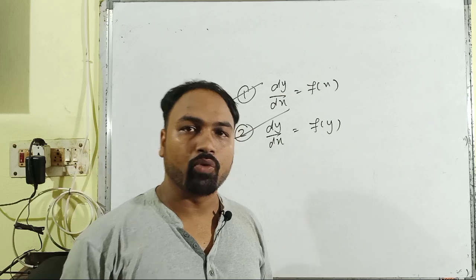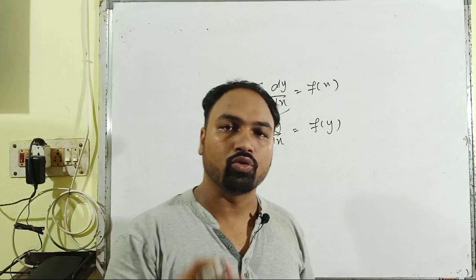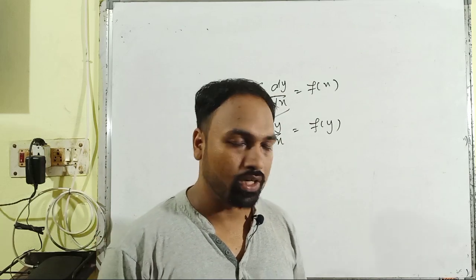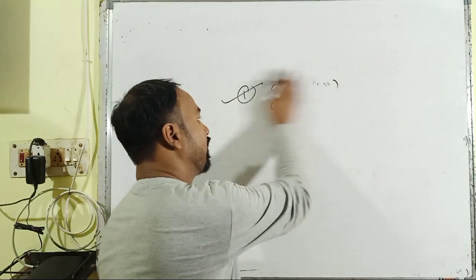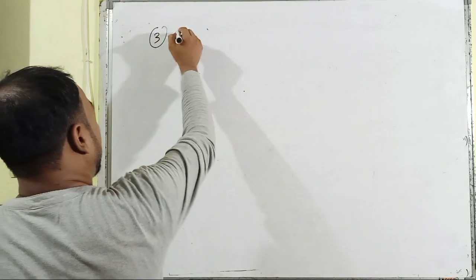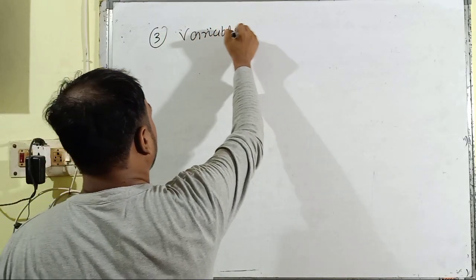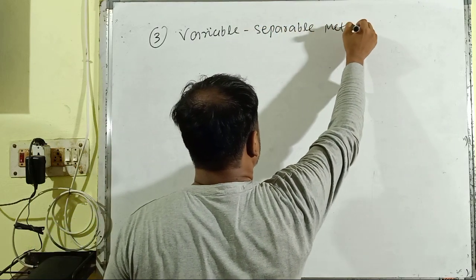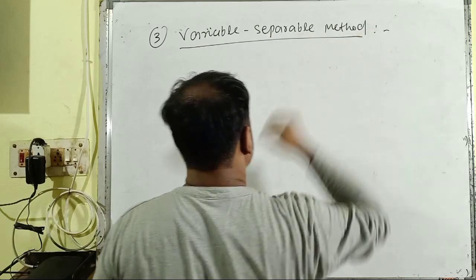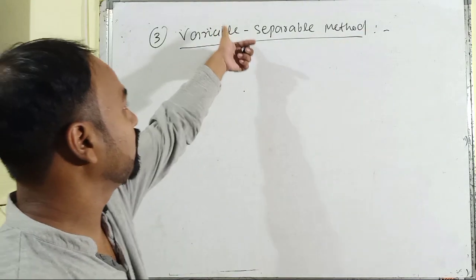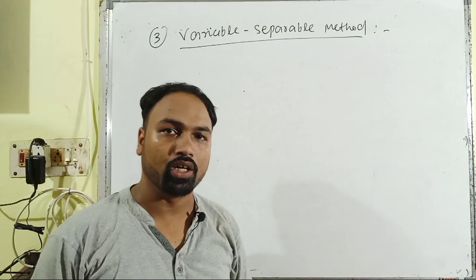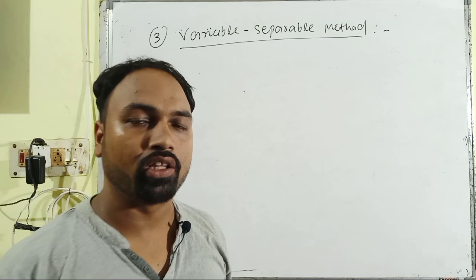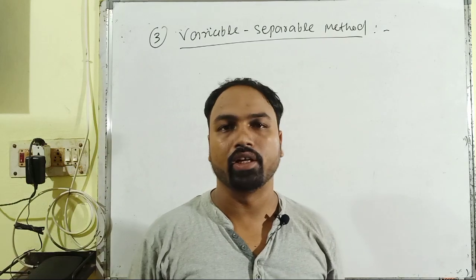But in this video we are going to discuss the third method to solve a first order first degree differential equation, and that method is the variable separable method. So first of all, let us see what the variable separable method is. The third method is the variable separable method. As the term says, we have to separate the variables first, and then we have to go for the integration.